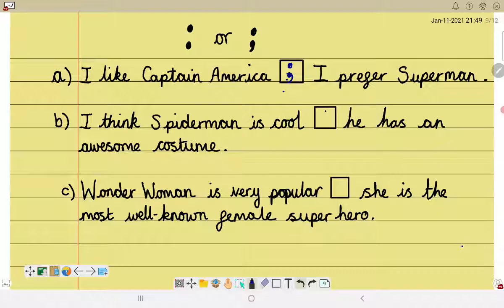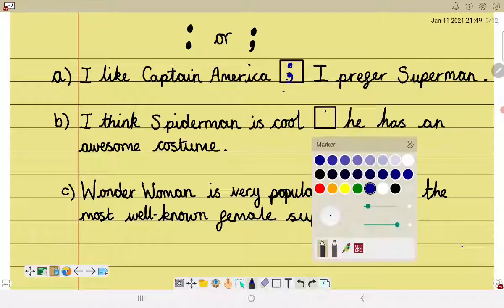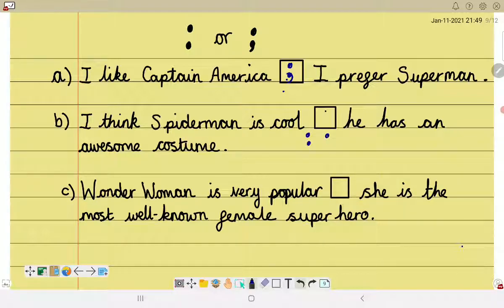Okay, let's look at the second one now. I think Spider-Man is cool because he has an awesome costume. Well, that would work if we use because, which is a colon. I think Spider-Man is cool and he has an awesome costume. That would make sense as well. I think Spider-Man is cool, but he has an awesome costume. Wouldn't quite make sense, but it would work for because, and that's a colon, or for and, and that's a semicolon. So actually in this sentence, you could have chosen to use either a colon or a semicolon.